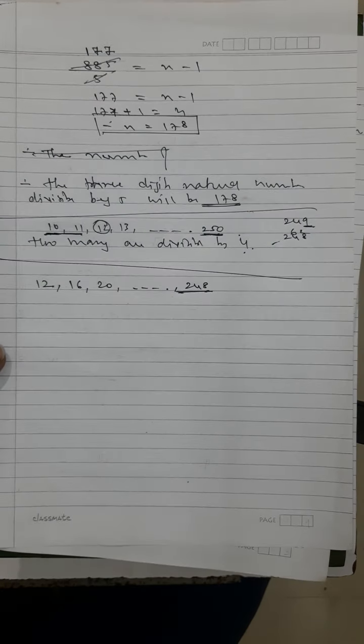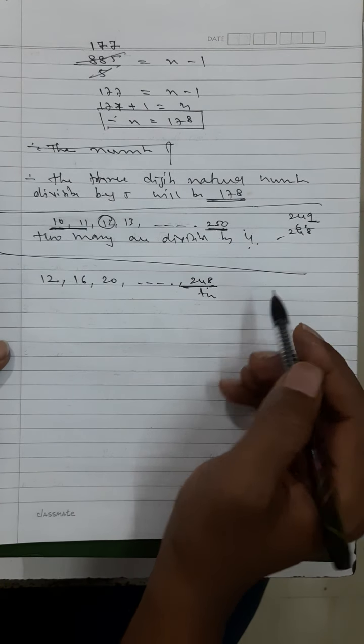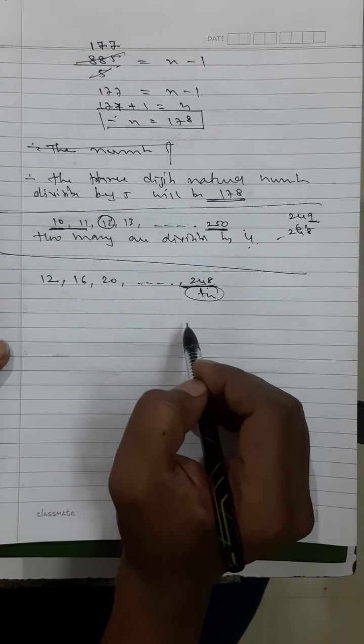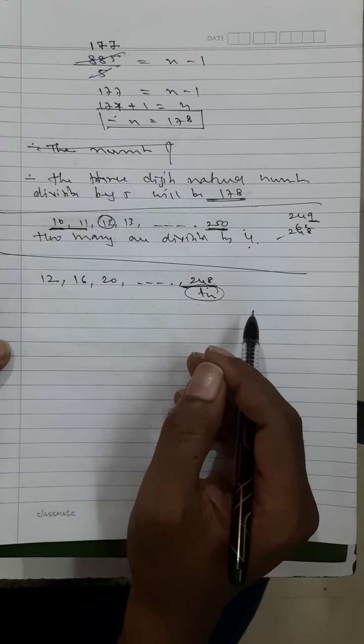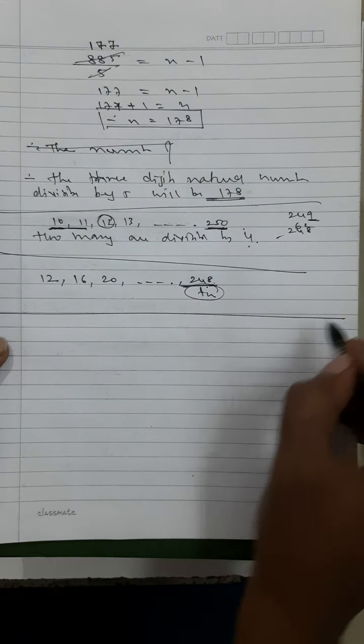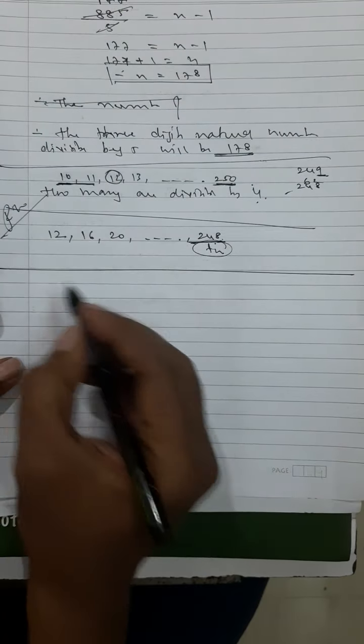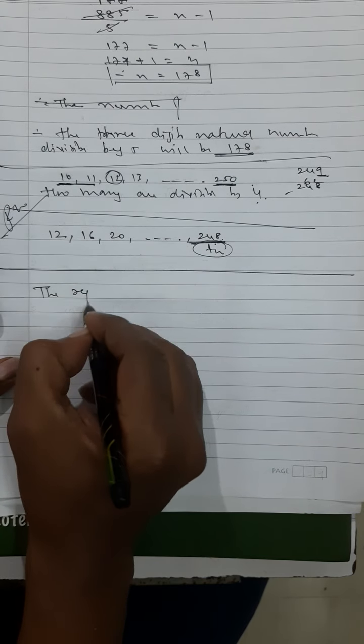This is your required sequence, and this is your Tn. I don't know what is the number of this. You have to find n of this. That many numbers will be divisible by 4 in this range. So this was our rough work. Now we start the required sequence.